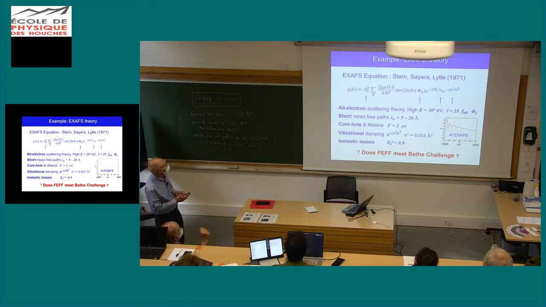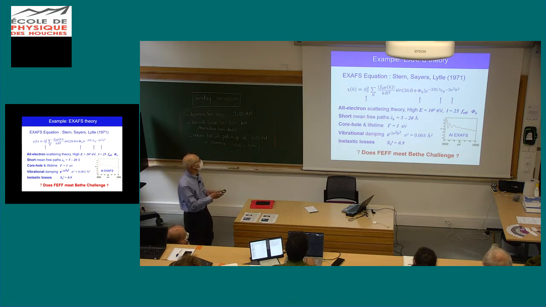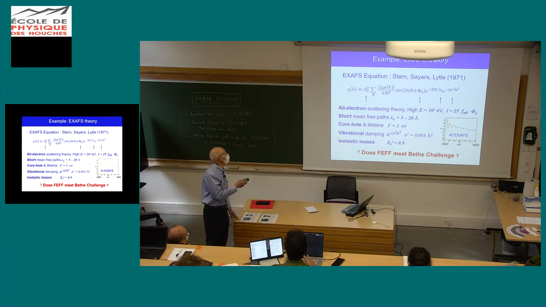Okay, so let's look at XAS theory, see what we have for the beta challenge. I've written down this famous equation. I don't know if you all know it, but it's written down in the 70s. But this is the equation for those oscillatory parts of the fine structure. They're sinusoidal, and they contain the path length. 2kr is the phase that you get when an electron goes to the near neighbor and back.